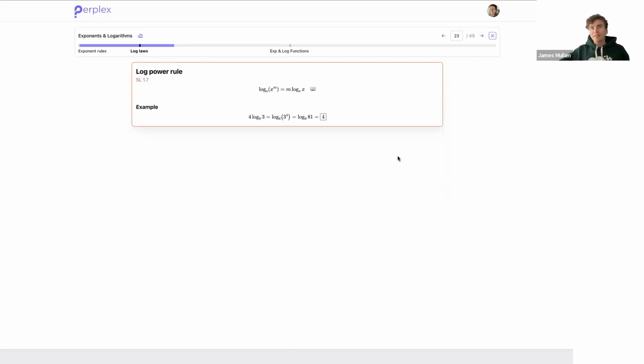Now, next rule, the log power rule. Let's say log base a of x is equal to y, which means a to the power y is equal to x. Then if I raise both sides to the m, I get a to the ym is equal to x to the m. And now if I take log base a on both sides, I get ym is equal to log base a of x to the m. And I remember that y is just log base a of x.